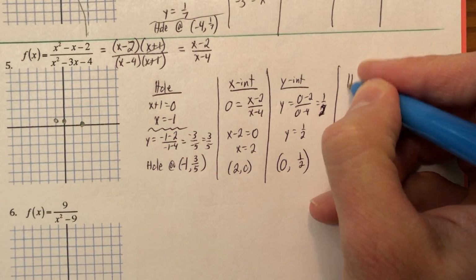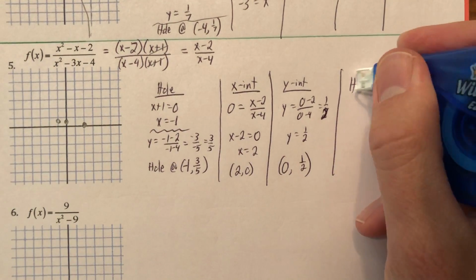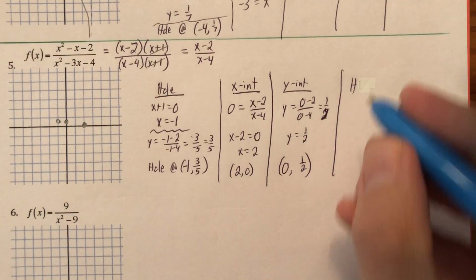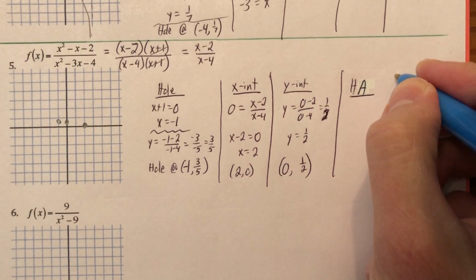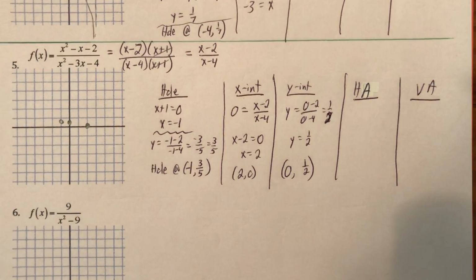All right, the horizontal asymptote. I did it again. Muscle memory. Horizontal asymptote is where this thing levels off.